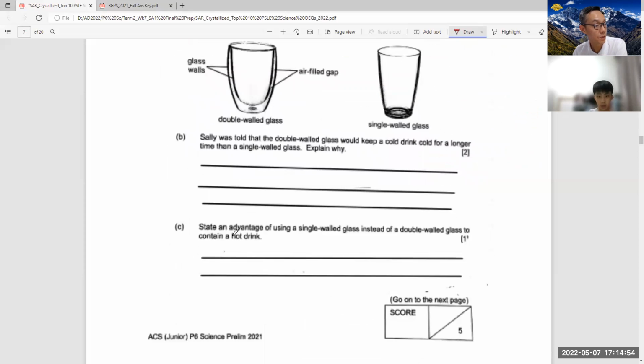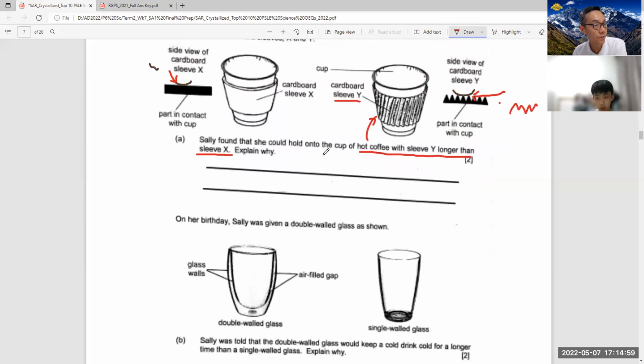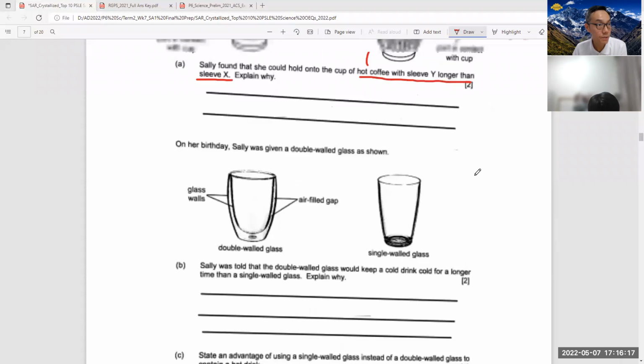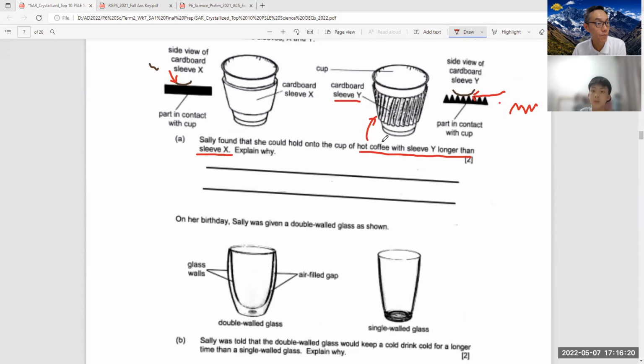Okay, this question is from ACS Junior, last year's prelim paper. I'll let you try first before I share with you the answer. You try to answer yourself first and then compare my answer with yours. Okay, let's return back to the questions. For part A, you must mention that using sleeve Y, there is lesser surface area in contact with your finger than in using sleeve X. So less heat will be transferred using sleeve Y, so she can hold longer.